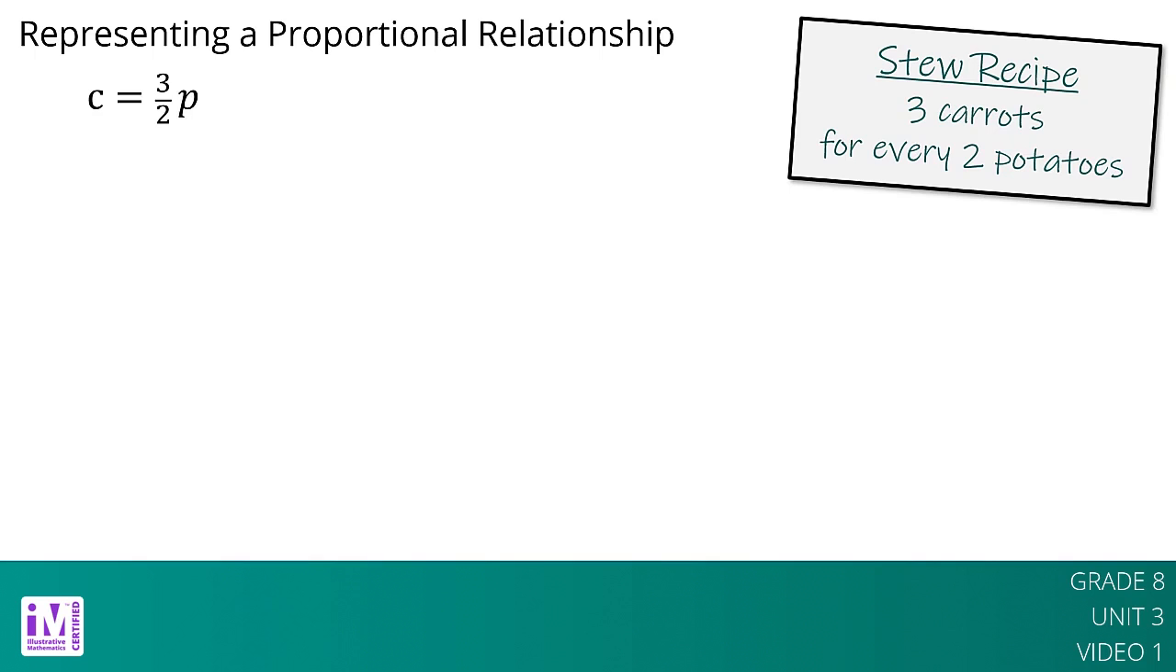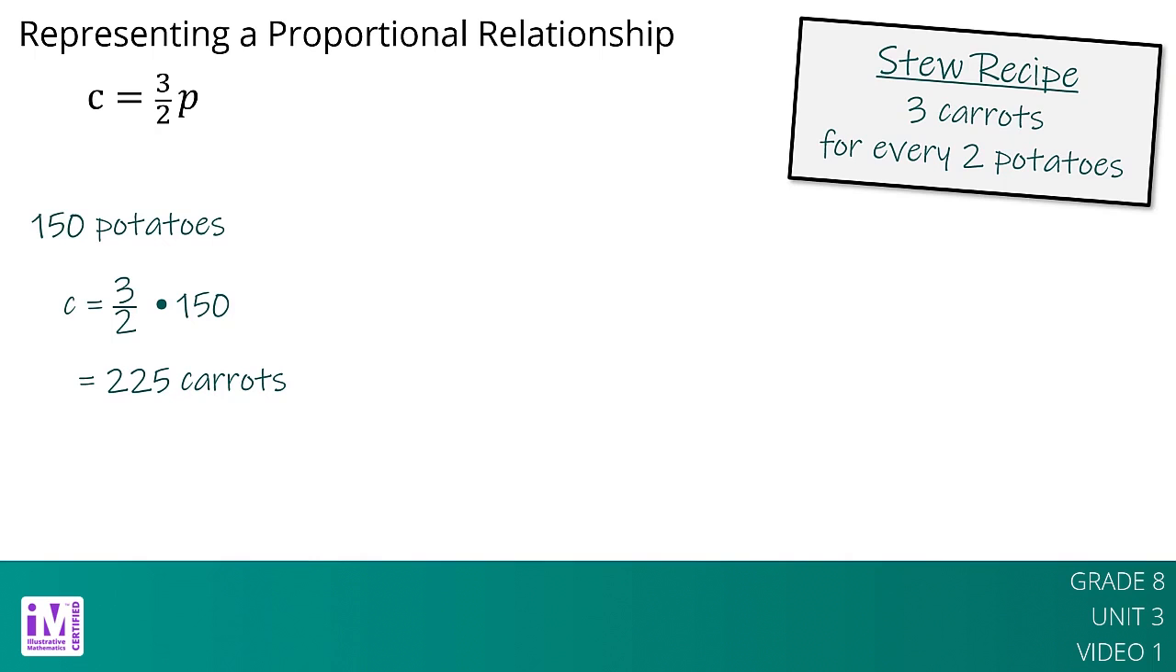Suppose we want to make a large batch of this recipe for a family gathering, using 150 potatoes. To find the number of carrots, we could just use the equation C equals 3/2 times 150, which means C equals 225 carrots. Now suppose the recipe is used in a restaurant that makes the stew in large batches of different sizes, depending on how busy a day it is, using up to 300 potatoes at a time.